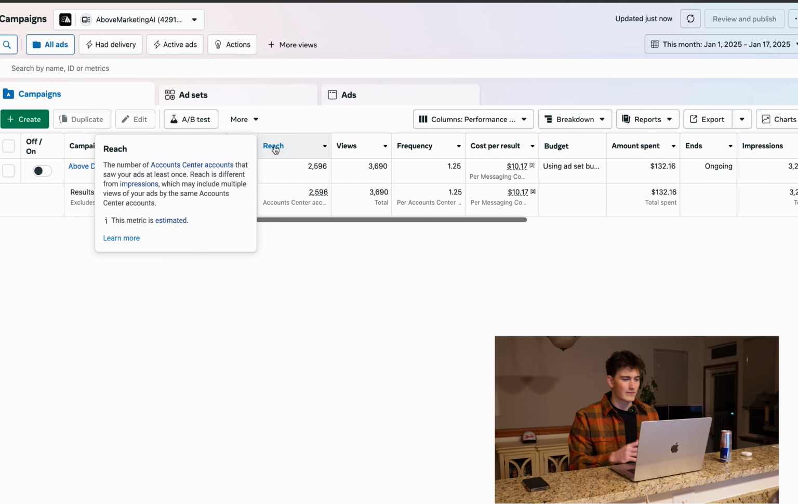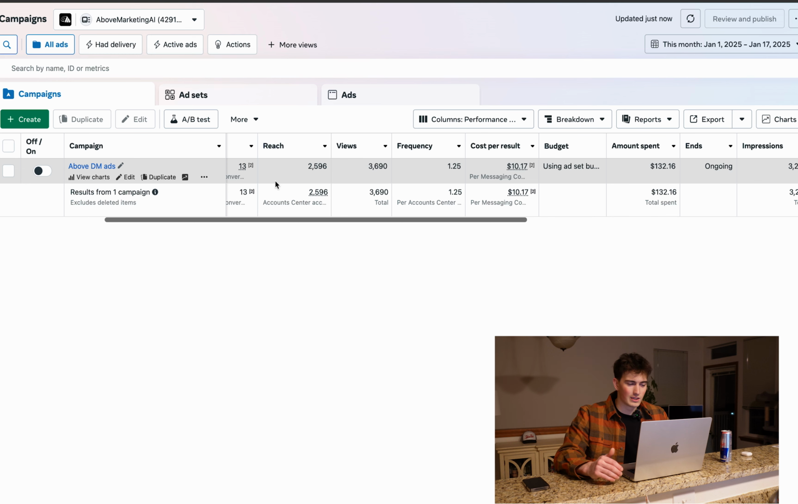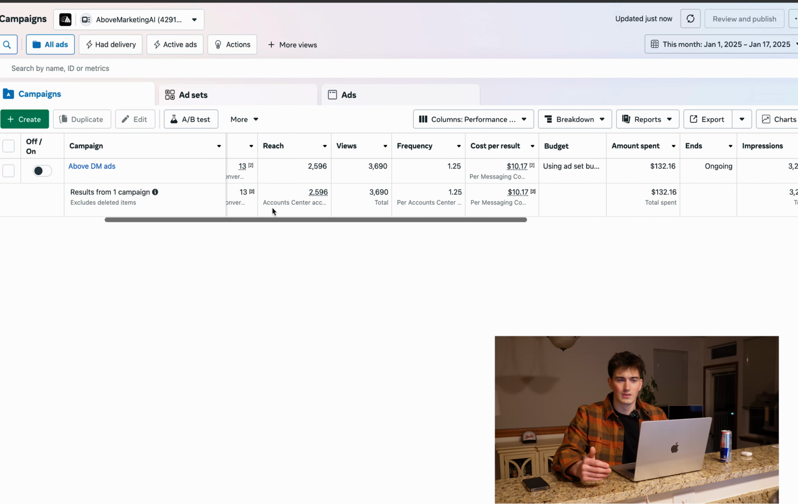Reach, different than impressions. So reach is the number of basically just different accounts that it reaches. So if one person watches your ad twice, that's going to be counted in your impressions, but not in your reach. So reach is just the actual number of people that you have reached. Views, self-explanatory, number of times your video has been played.